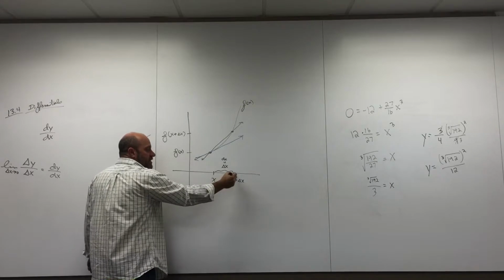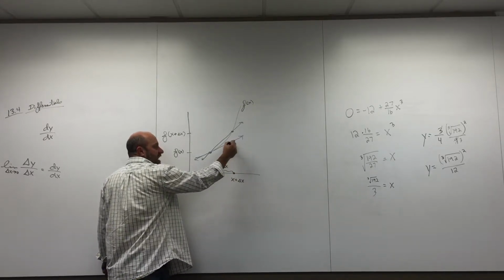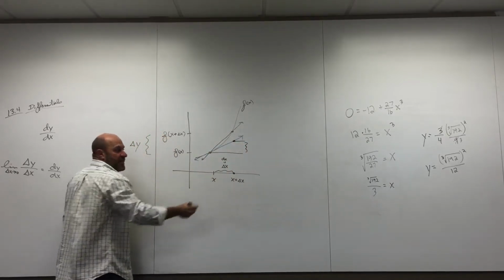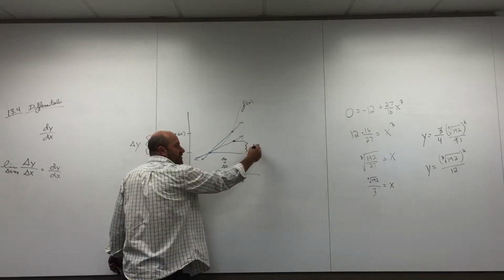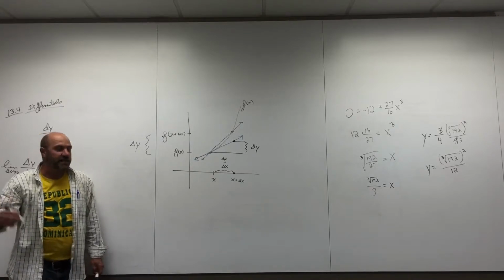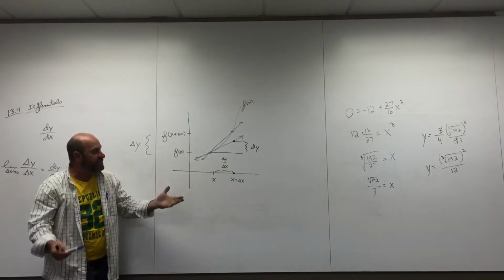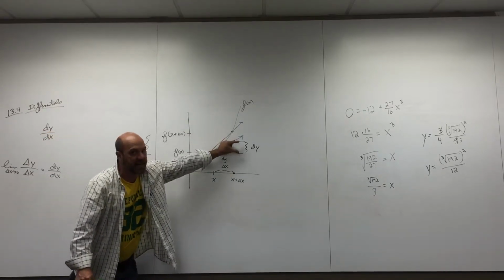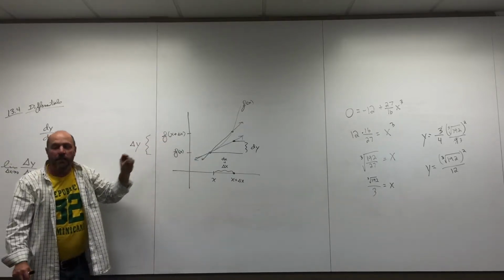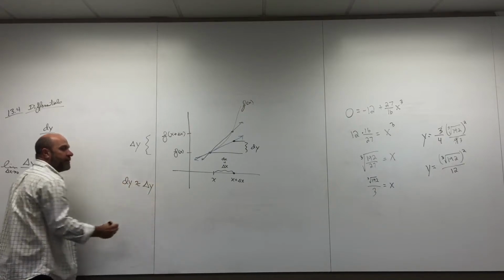But now watch this. When I plug this point into the tangent line, see this change in y on the tangent line? That change in y on the tangent line is what we define as dy. So we call dx the same as delta x, actually. And let me just ask you something. Look at this picture. Is dy the same as delta y? No. It's different. But dy is a good approximation for delta y.